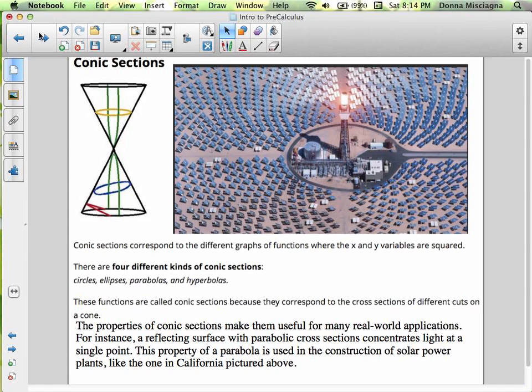The properties of conic sections make them useful for many real-world applications. For instance, a reflecting surface with parabolic cross sections concentrates light at a single point. This property of a parabola is used in the construction of solar power plants, like the one in California pictured above. Right, so all of those are solar panels, and notice how they're shaped in the shape of a parabola. They're positioned, I should say, in the shape of a parabola.